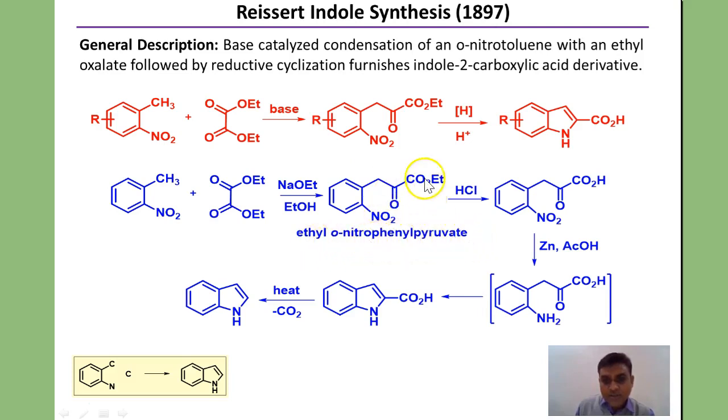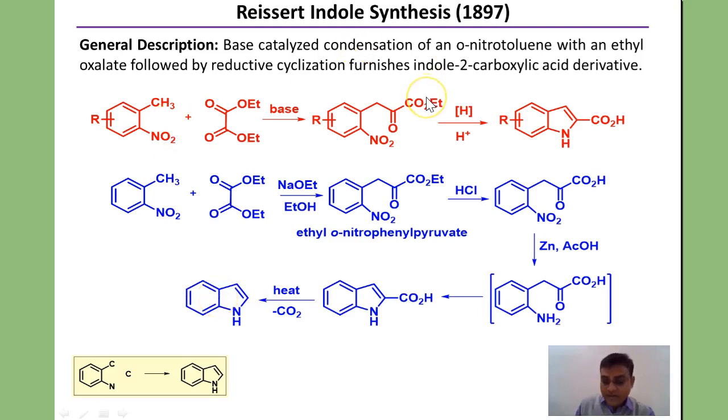This orthonitrophenyl pyruvate on hydrolysis gives a carboxylic acid, and if it is subjected to reduction with zinc and acetic acid, the NO2 group will be reduced to NH2, and as soon as it is reduced, it will undergo cyclization. That is a 5-exo-trig cyclization leading to indole-2-carboxylic acid. And indole-2-carboxylic acid can be converted to indole. In fact, Reissert did this transformation by heating indole-2-carboxylic acid under mineral acid at very high temperatures, leading to indole.